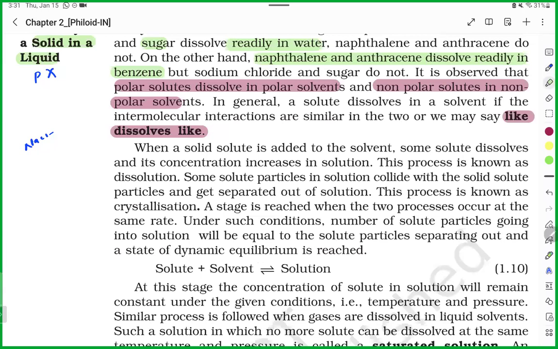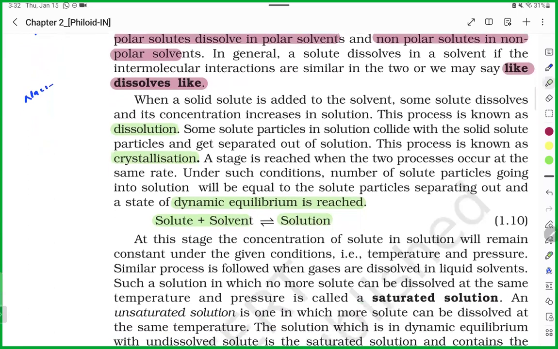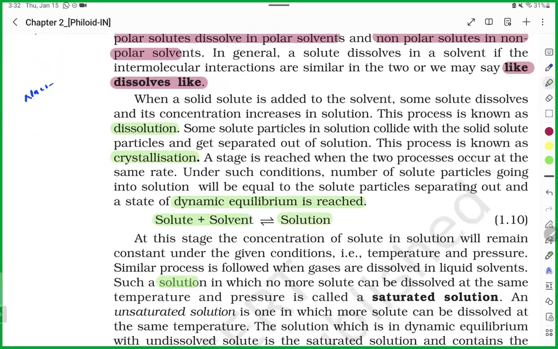If you dissolve any solute in the solvent, then this process is known as dissolution. When you keep on dissolving the solute, it is the dissolution process. Correct? And once you add too much solute, it will settle down, which is crystallization. There will be a point where both the processes of crystallization and dissolution have exactly the same rate. This is known as dynamic equilibrium. Solute and solvent will form solution, and solution will again form this. Any doubt, guys? So such a solution will be known as a saturated solution.